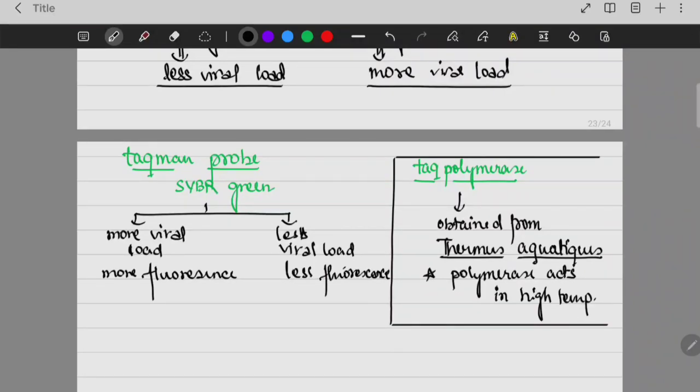Okay. Now here is a trick: the TaqMan probe has two parts. One is the fluorescence part and the other is the reporter of the fluorescence. Now when the DNA synthesis is occurring, the fluorometer detects the change in the fluorescence amount. If the viral load is more, the fluorescence amount will get more and more.